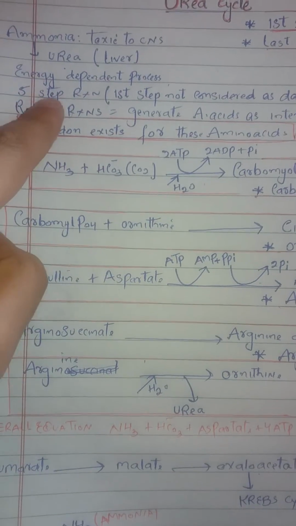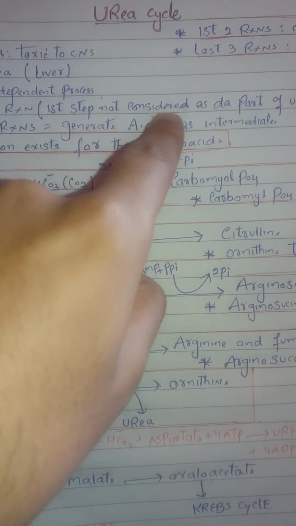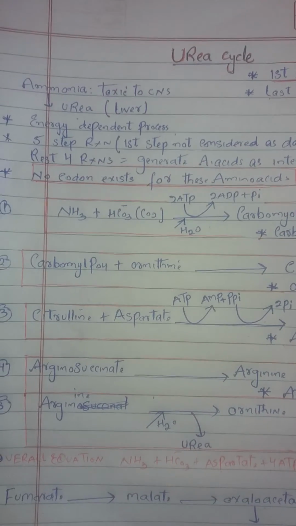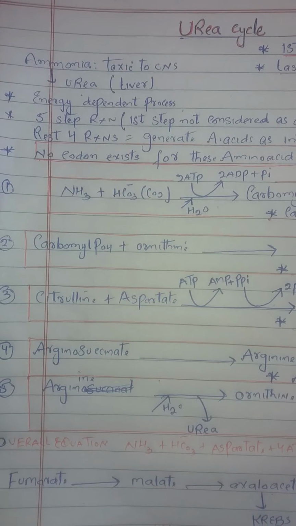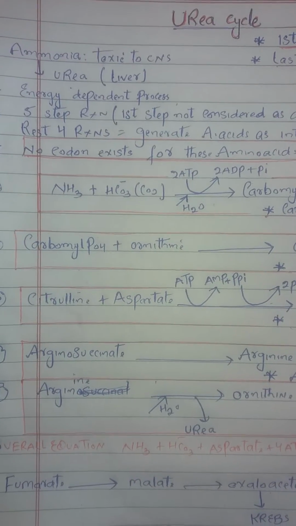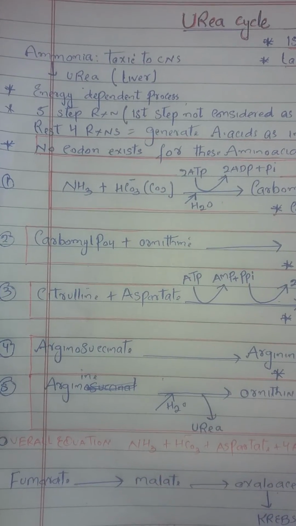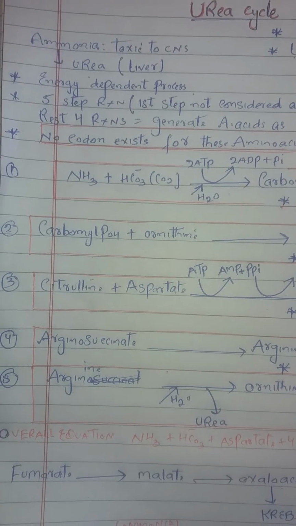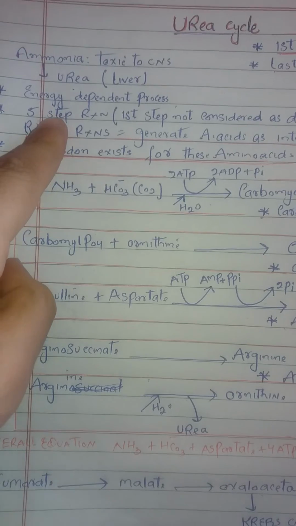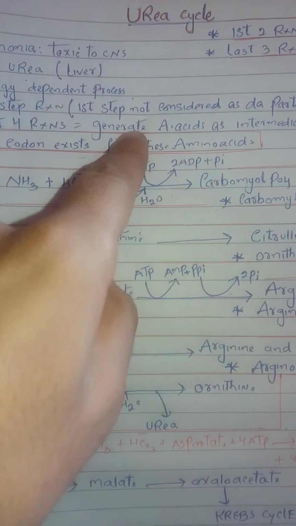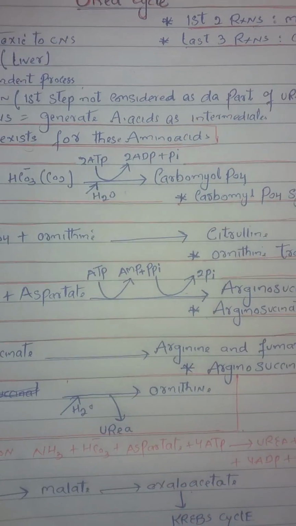I have mentioned it here. The first step is not considered a part of the urea cycle. You will find in many of the books that they don't actually connect the first reaction with the rest of the 4 reactions. But remember, the product formed from the very first reaction is very important for the continuation of the rest of the 4 reactions.